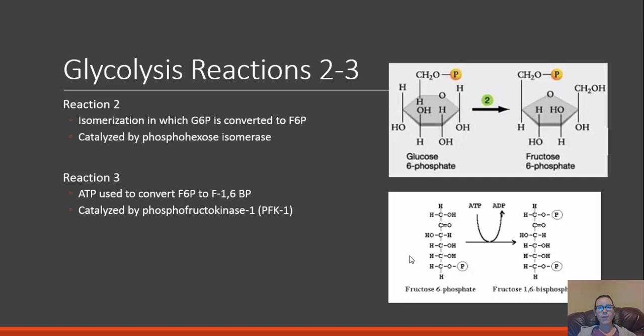And then we have reaction 3, which is ATP dependent. Again, we're having an investment of energy at this stage in the oxidation of glucose. The reaction includes the conversion of F6P to F16BP. Again, we have one phosphate here, we have a transfer of the other phosphate so that we have two phosphates. This is catalyzed by phosphofructokinase 1, or PFK1, which I will refer to it as moving forward.